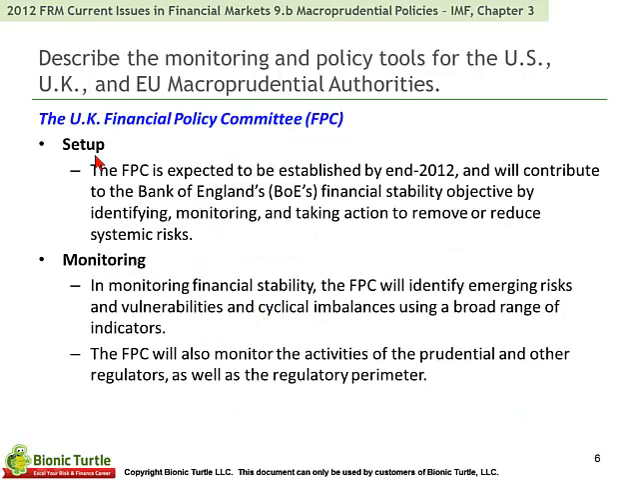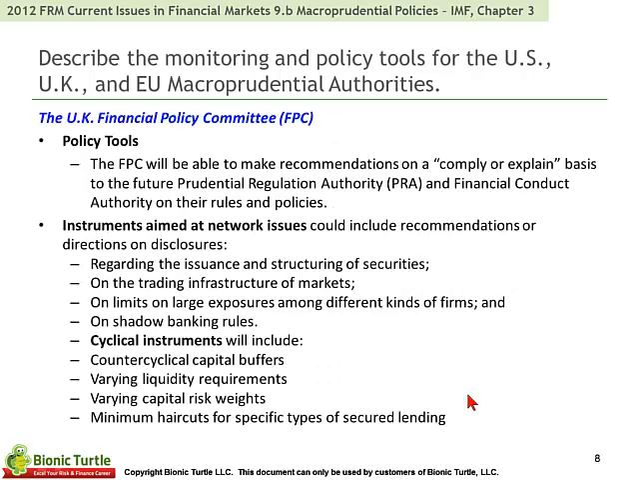Now, another entity, the UK Financial Policy Committee, FPC, expected to be established by year-end 2012 and will contribute to the Bank of England's financial stability objective by identifying, monitoring, and taking action to remove or reduce systemic risks. In monitoring financial stability, the FPC will identify emerging risks and vulnerabilities and cyclical imbalances using a broad range of indicators. Policy tools. The FPC will be able to make recommendations on a comply or explain basis to the future Prudential Regulation Authority and Financial Conduct Authority on their rules and policies.